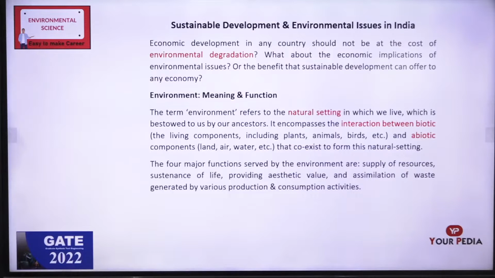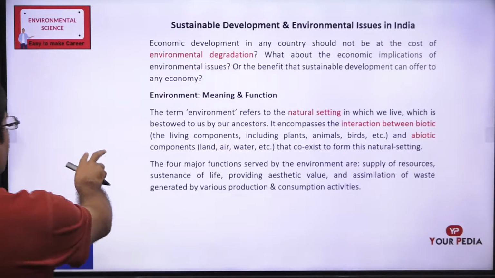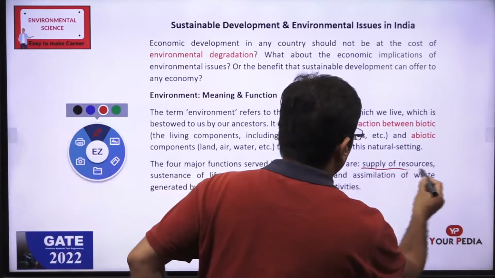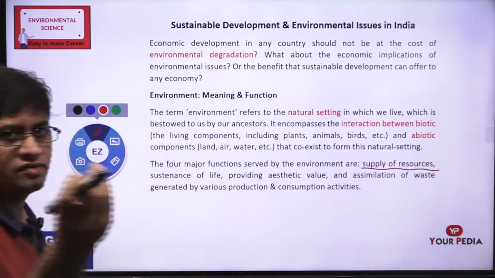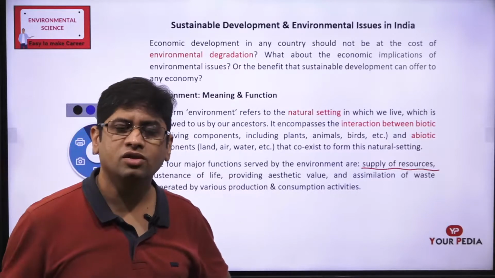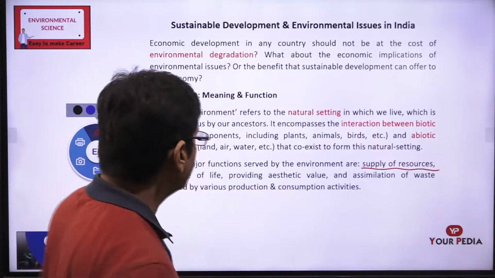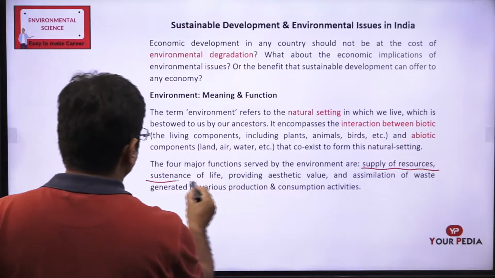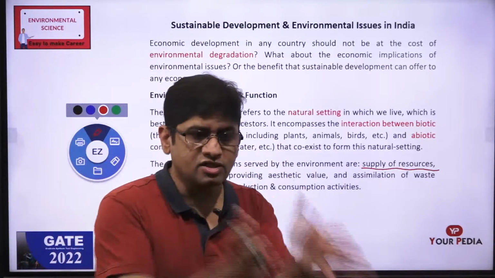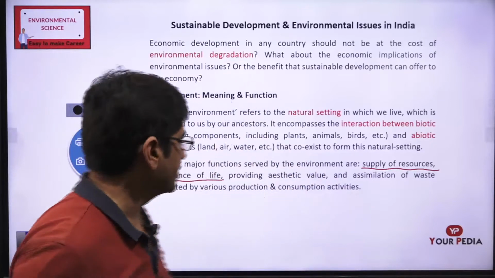The four major functions served by environment are a very, very important thing. If somebody asks what is the main role environment plays, the answer is: it gives us resources. One, resources: clean water, forest, all these natural resources are given to us by the environment. Two, sustenance of life. Oxygen is there, water is there, we can survive. So the environment ensures that life goes on.